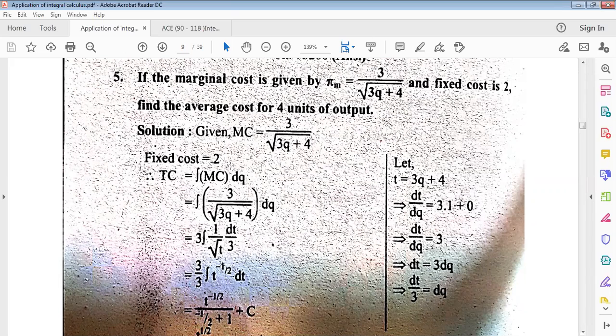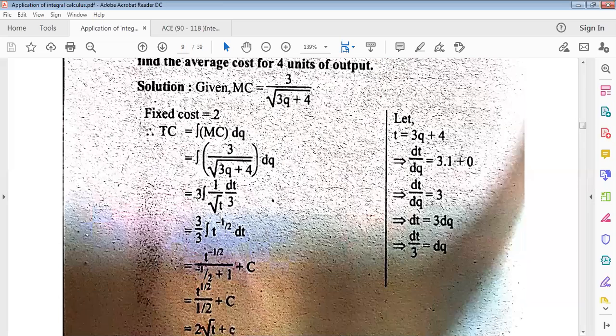So we take the integration of marginal cost with respect to q. In place of x, there is q, which is why we integrate this marginal cost with respect to q. Now putting the value of MC, 3 divided by the square root of 3q plus 4, dq. With respect to q, you have to integrate.